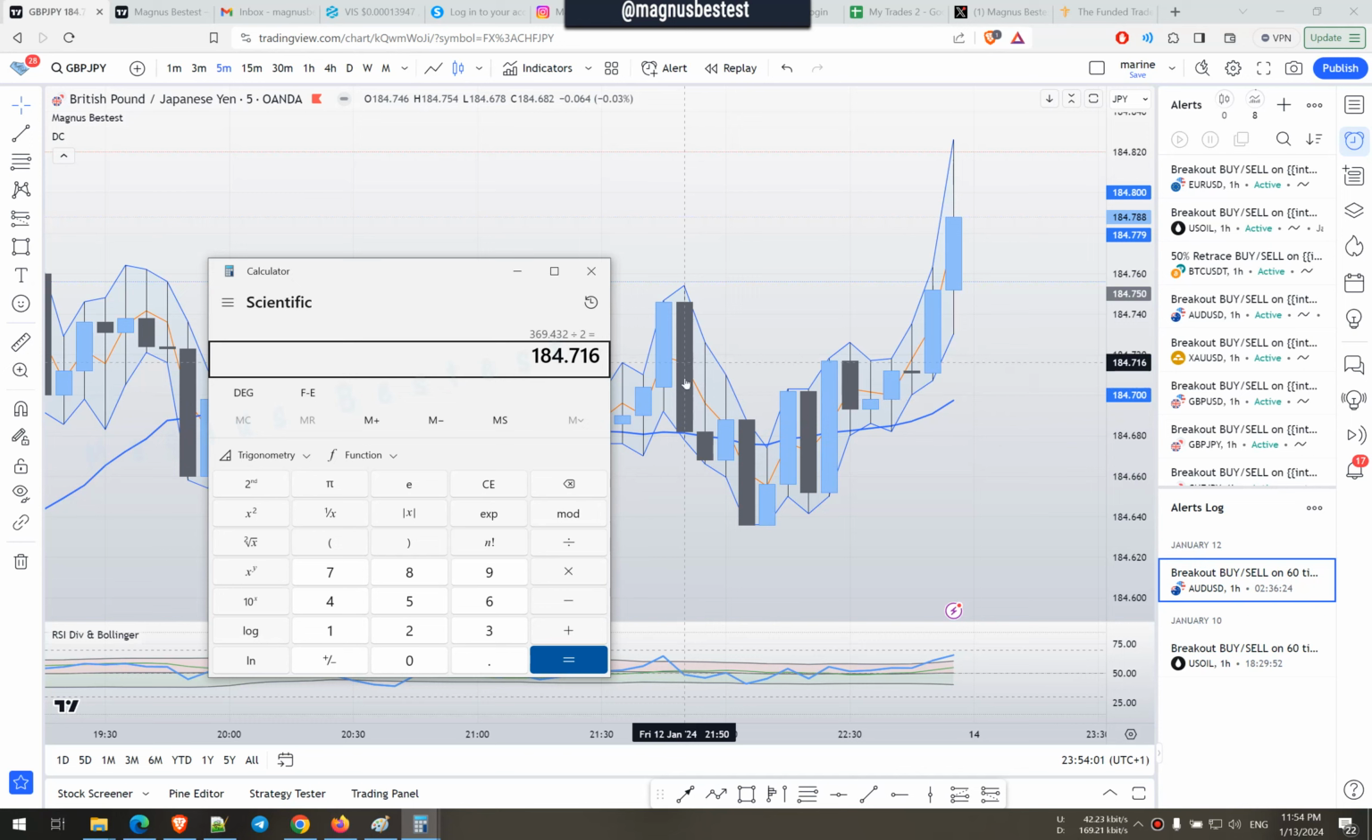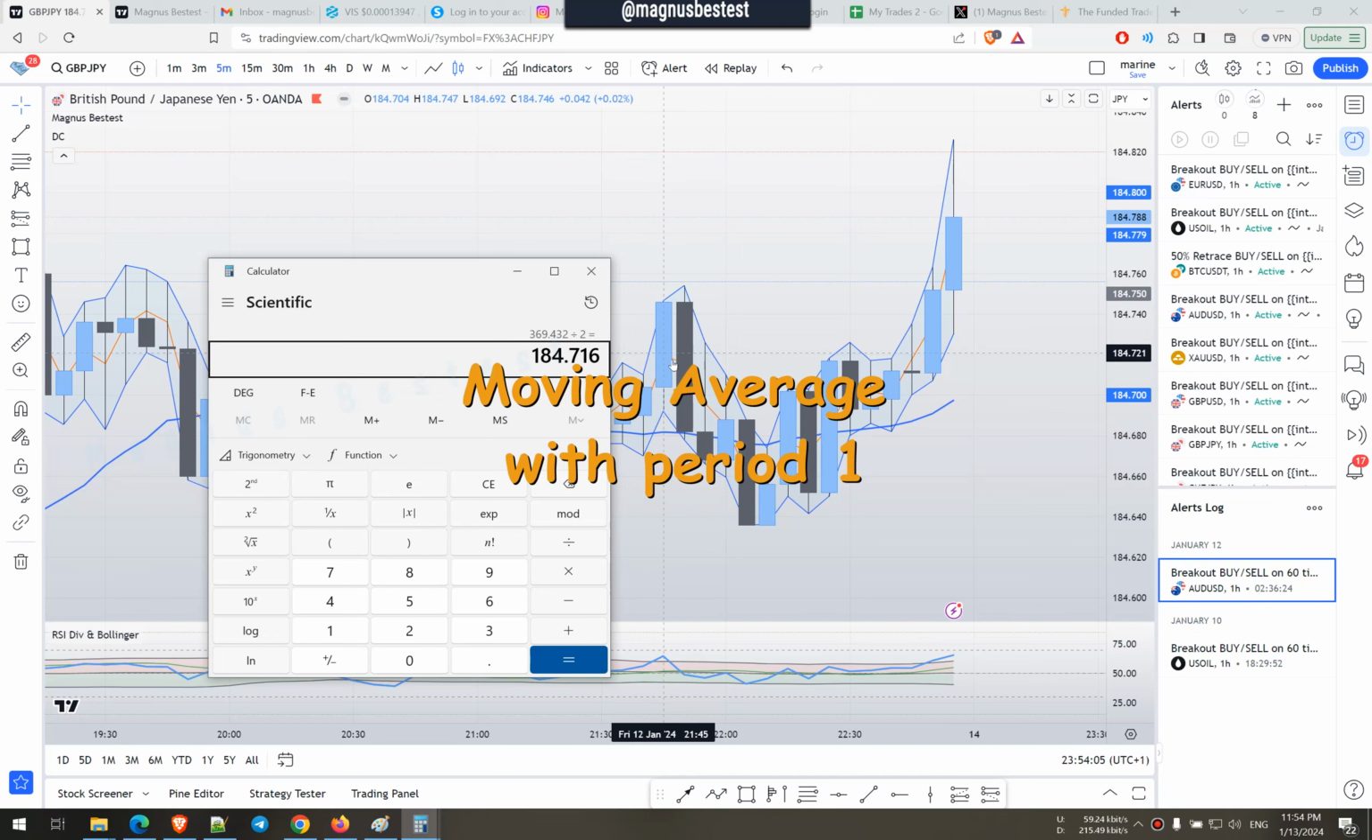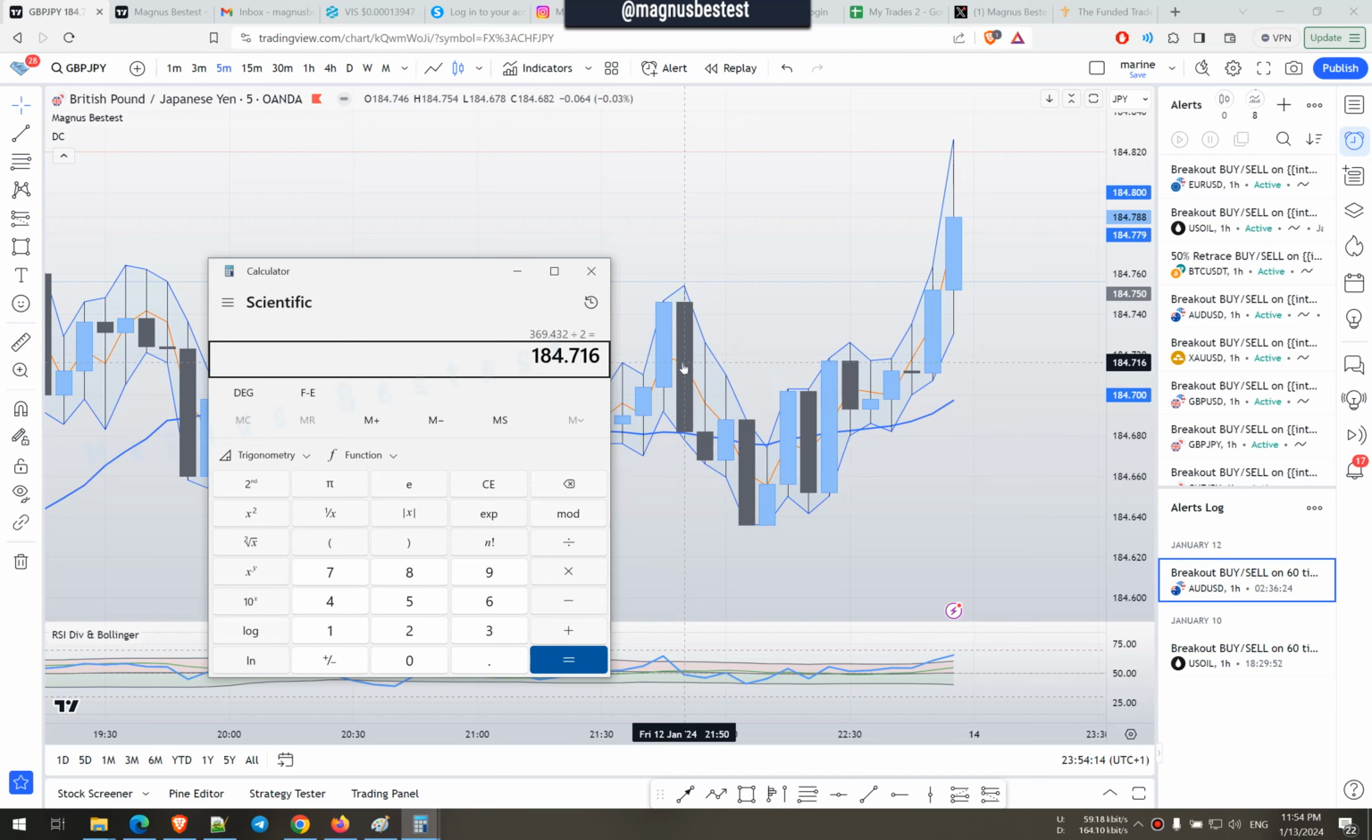And is it true? Let's see if this middle line, which is the period 1, is really 184 point... and as you can see, correct to the point, to the cent. Basically, now you can see the explanation in the best form. This is how the Donchian channels calculate the middle line.